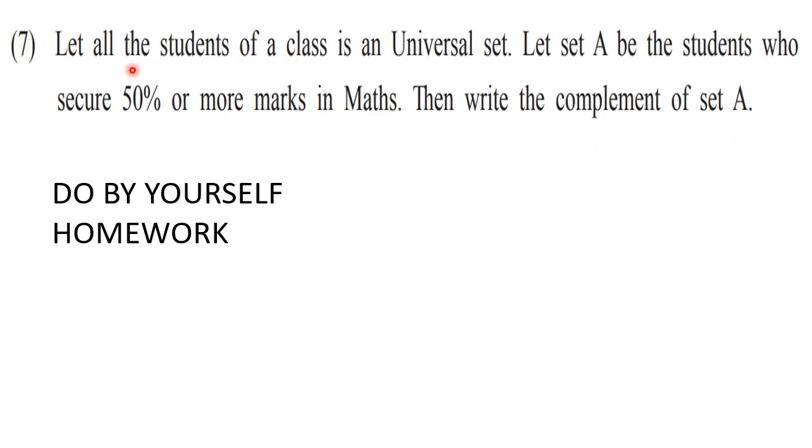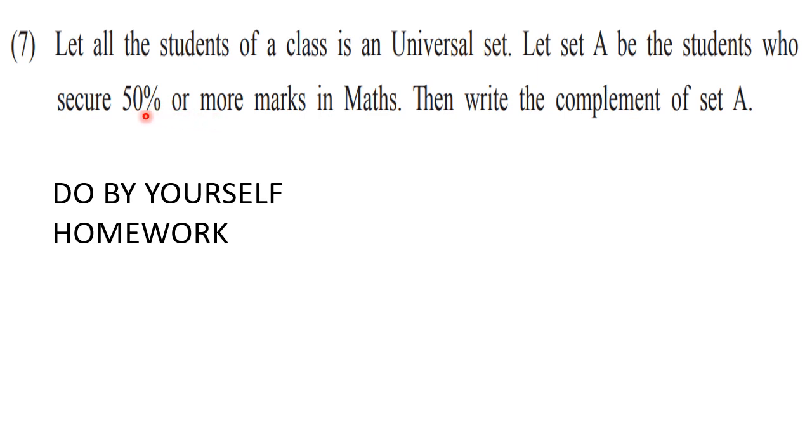Now all the students in the class is the universal set. And when you see the result of, suppose, the maths subject, then the percentage may be different for every child. So set A contains the students who scored 50% or more.